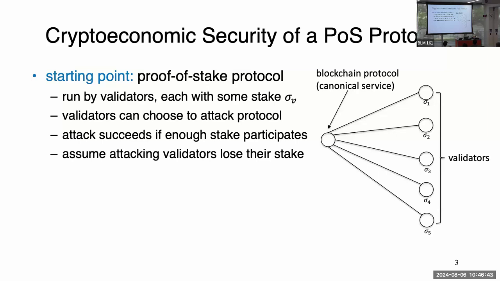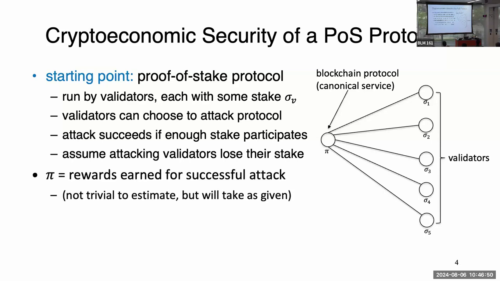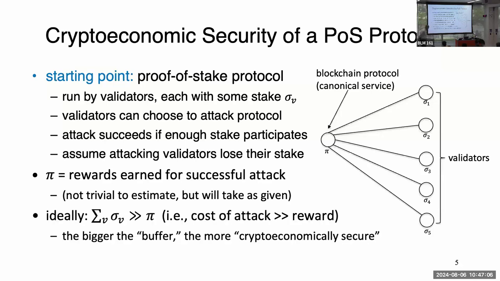Okay, so for the cost-benefit analysis of the attacker, we've seen what the costs are. If you launch an attack, you will lose your stake, the stake of the attacking validators. What's the benefit of carrying out an attack? Well, we're just going to summarize that potentially hard to estimate quantity with a Greek letter pi. Okay, so we're just going to assert that that's the reward, the value you can extract by successfully attacking this proof of stake protocol. And so then, an attacker's cost-benefit analysis just compares the stake they might lose, so the sum of the sigmas of the attacking validators, against the reward pi that they would get from that attack.